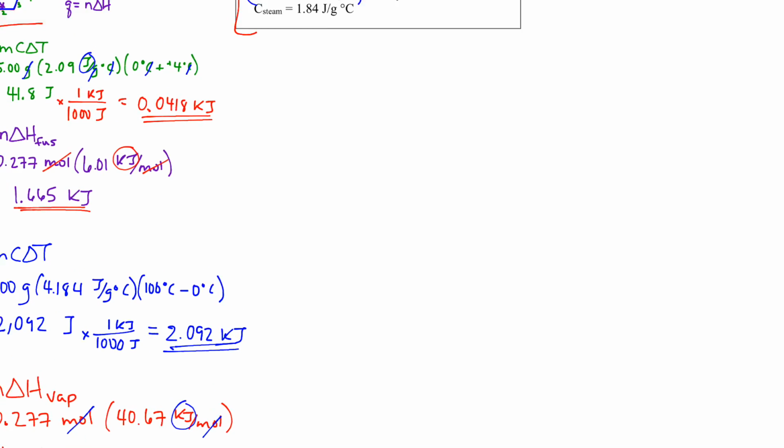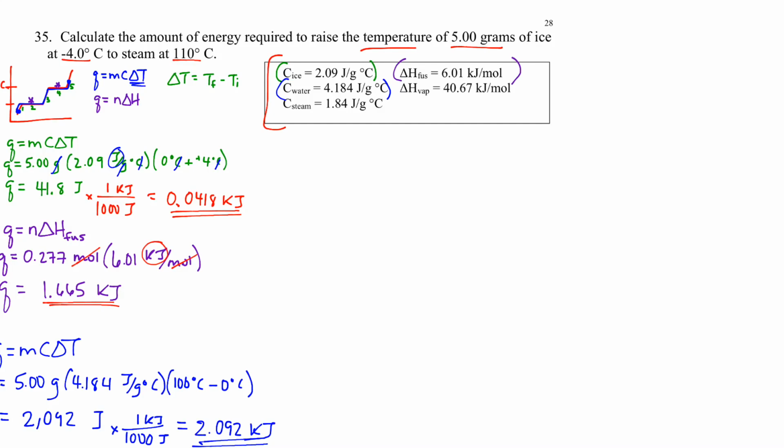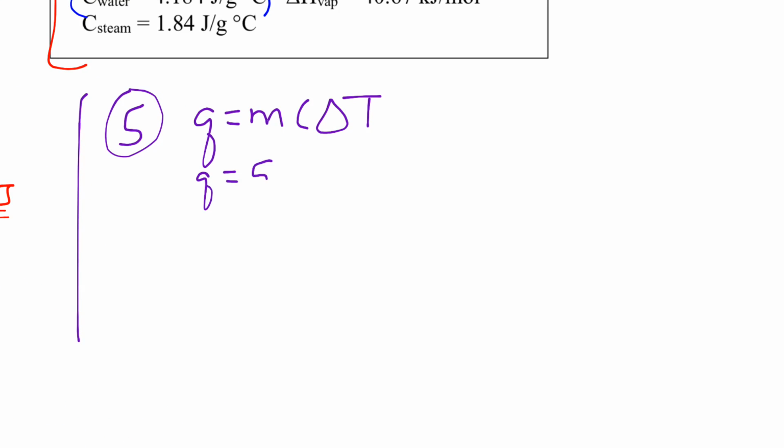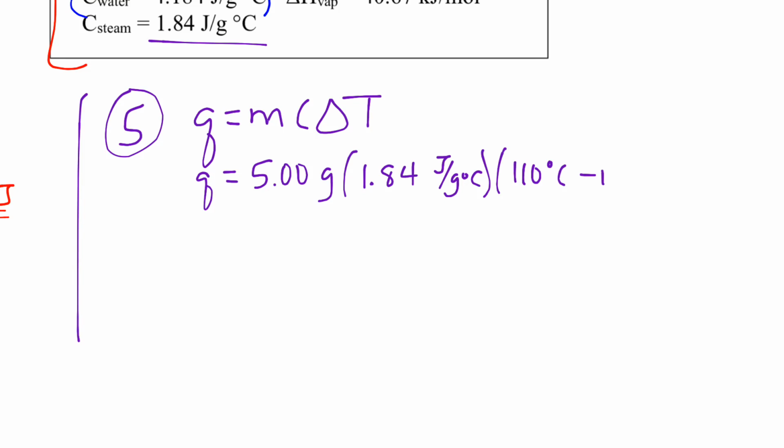Okay, so for our last step, step 5, the last part, you're heating it up again. So we're back to Q equals mC delta T. Alright, so the mass, still 5 grams. The specific heat capacity is the specific heat capacity for gaseous water. And our temperature change, again, if we do final minus initial, we were at 100 degrees, and we went all the way up to 110 degrees. So that would be final minus initial, which would give us a change of 10 degrees overall.